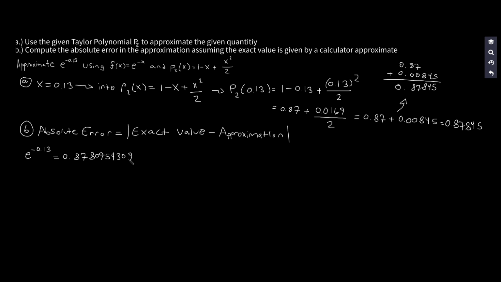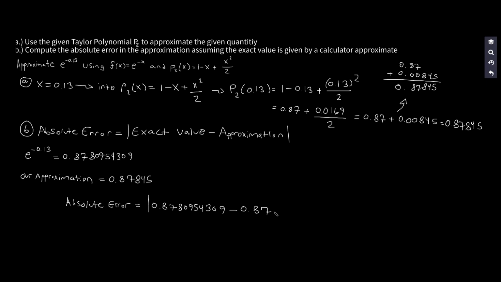Okay. But then what we approximated it out to be, our approximation, it was 0.87845, and to find the absolute error, we're going to take the exact value 0.878095439, and from that we'll subtract 0.87845, and we'll take the absolute value of that.